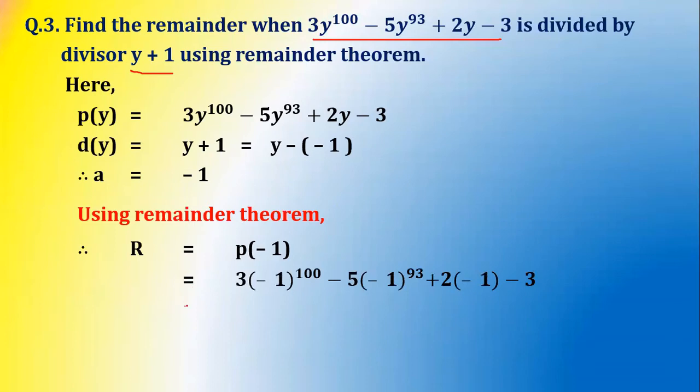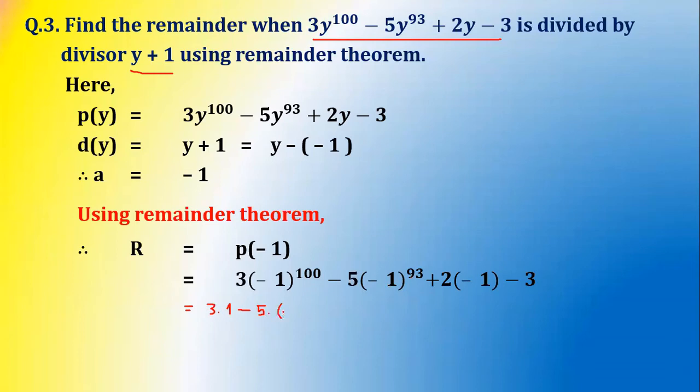As you can see here, 3 is the coefficient and minus 1 to the power 100, that is, a negative base to an even power, would be positive, we know that. So it will come only 1. Minus 5 is the coefficient in the second part, and minus 1, that is a negative base to an odd power, so finally the value would come negative.